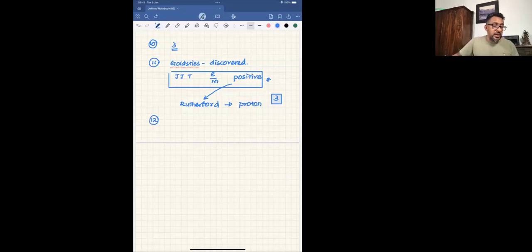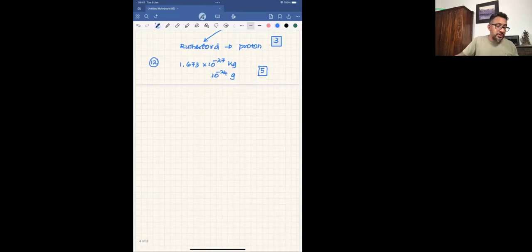Question number 12. The mass of the proton is given in grams. Can you tell me, what is the mass of the proton? 1.673 times 10 to the power minus 27 kilograms. Can you tell me what it is in grams then? 10 to the power minus 24 grams. So it's a direct answer, 10 to the power minus 24 grams. The fifth answer is the right answer.